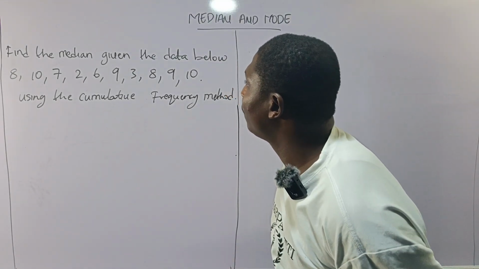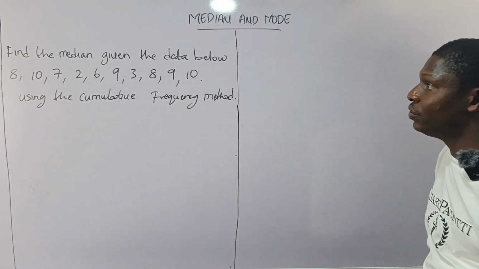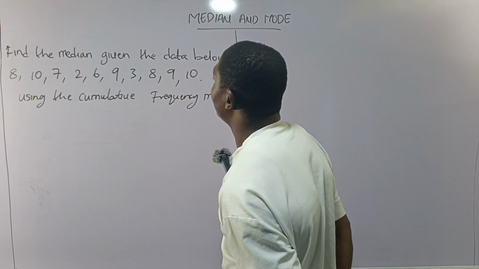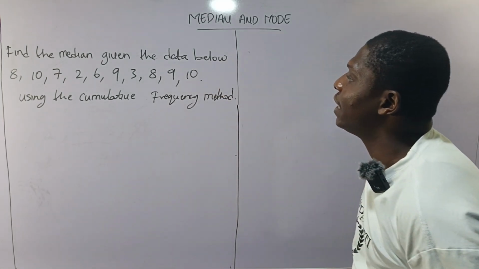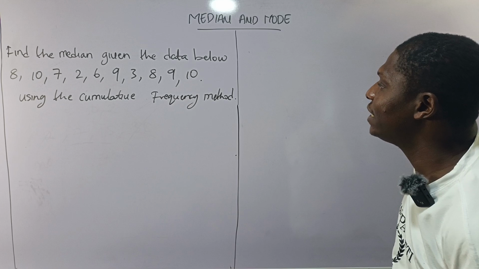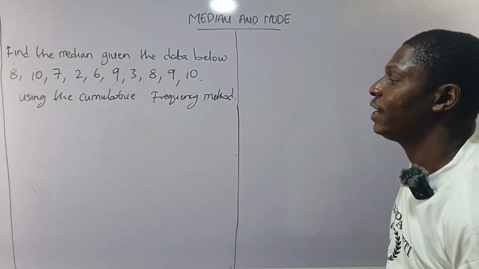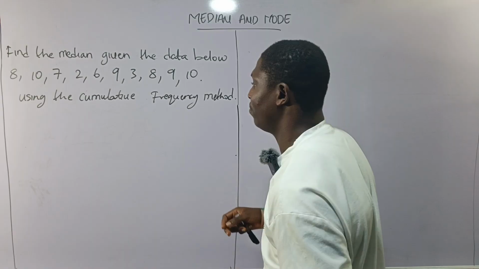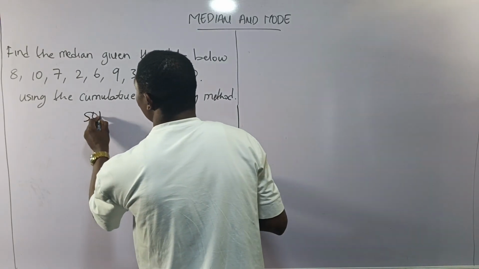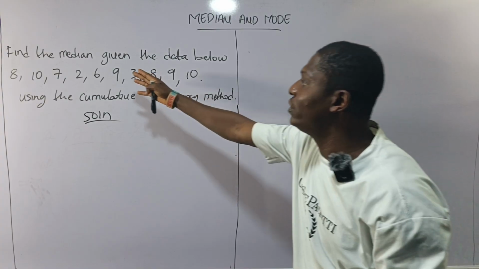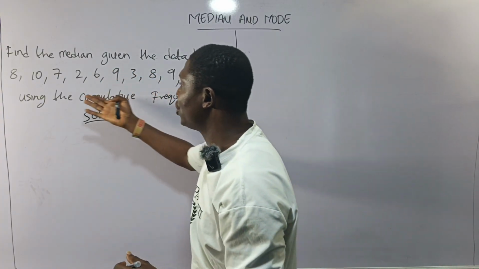We have: find the median given that the data below is 8, 10, 7, 2, 6, 9, 3, 8, 9, 10, using the cumulative frequency method. Now we are given a condition here. I will use this cumulative frequency method. So let's see the solution. But relating to anything that has to do with median, you must arrange in either ascending or descending order.